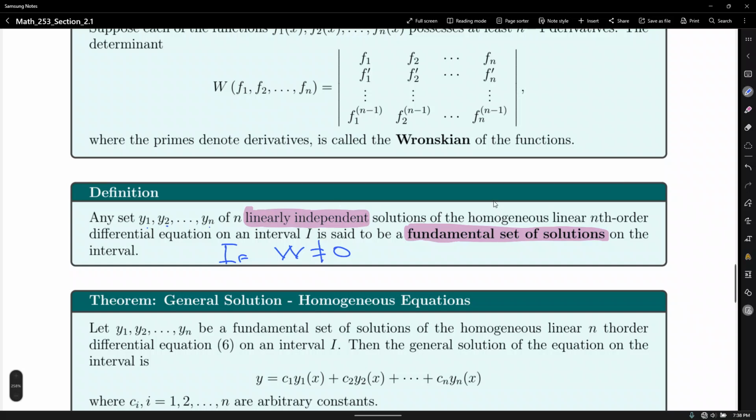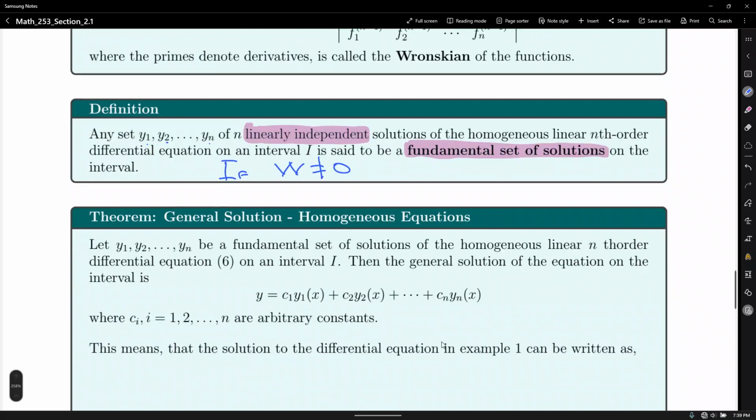And if the Wronskian is not equal to 0, then the set is linearly independent, and we say that we have a fundamental set of solutions. On the other hand, if the set is linearly dependent, this will not be a fundamental set of solutions. All right, we'll have a look at some examples about it.